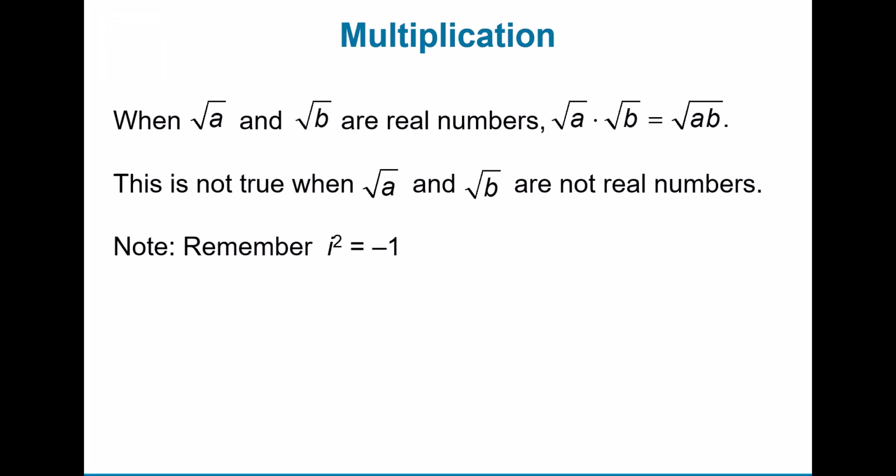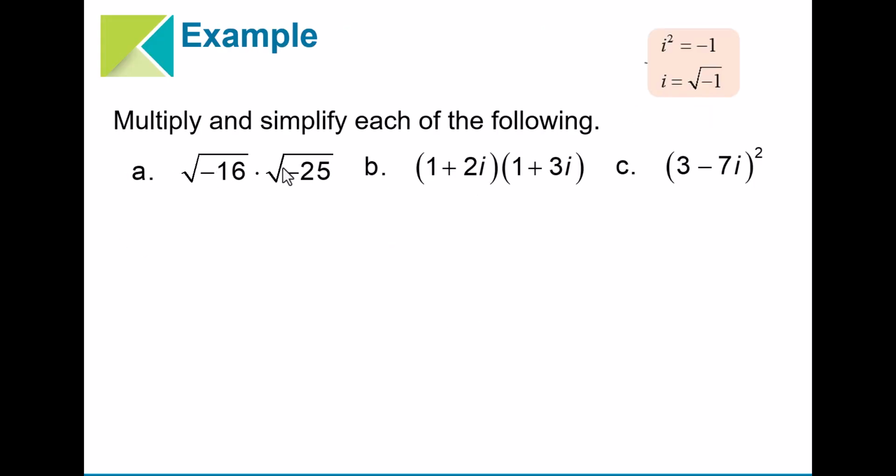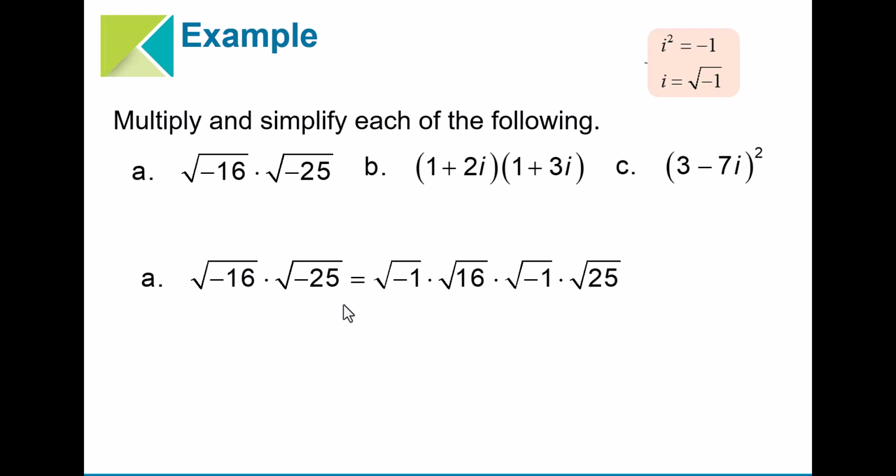Multiplication is good to remember. The i squared is the -1. So when you're asked to multiply, if I multiply these two square roots, I can pull out the -1 on both and then multiply. The square root of 16 is 4, the square root of 25 is 5. I have an i times i, which is an i squared, and then 4 times 5 is 20. And so the i squared becomes -1, and I get my final answer.